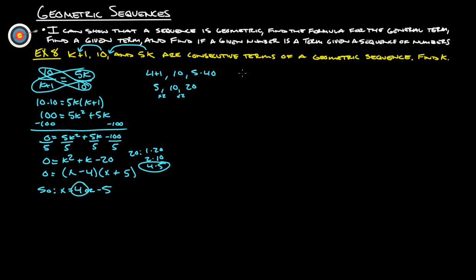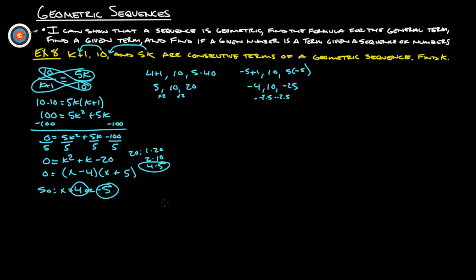Let's check and see if negative 5 works. Negative 5 plus 1, 10, and 5 times negative 5. Okay, so negative 5 plus 1 is negative 4, 10, and 5 times negative 5 is negative 25. So let's see if this works. Negative 4 times, that's going to have to be times negative 2.5, right? Negative 4 times negative 2.5 is 10. 10 times negative 2.5 gives us negative 25, so they both work.